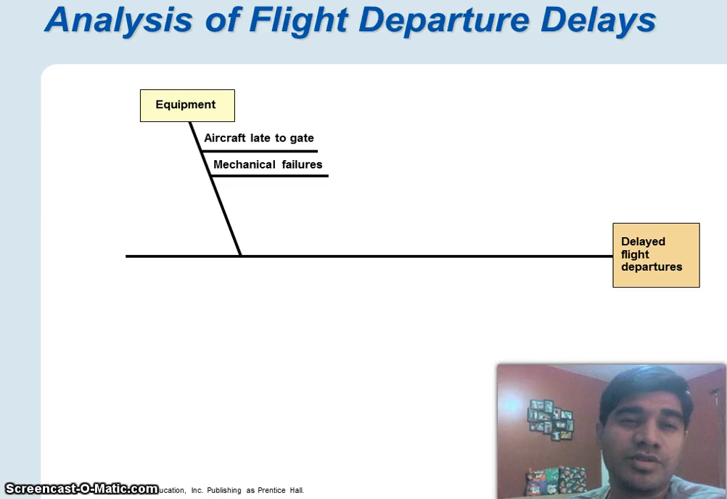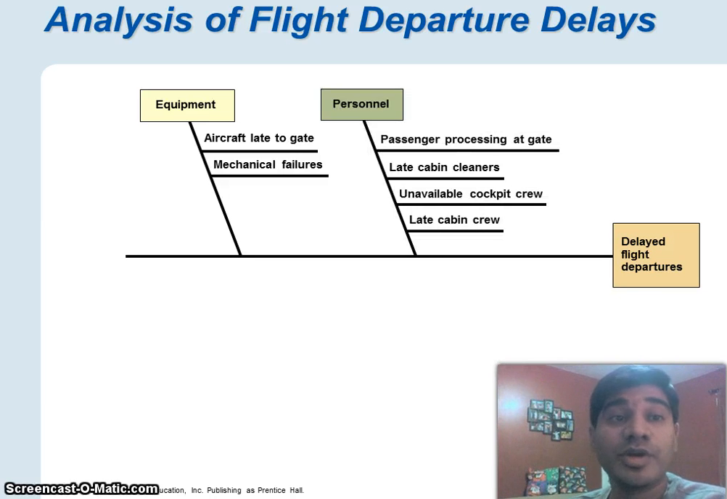They looked at equipment. The equipment can cause problems because the aircraft is late to the gate. There can be mechanical failures, so the airplane is not in top working condition. You can have personnel or people problems. So the person processing the passengers at the gate is doing a slow job or is not having a good day. The cabin cleaners were late. They didn't do a quick enough job of cleaning the cabin, and that's why the passengers can't go in. You can have an unavailable cockpit crew. That means the person that goes in and looks at the cockpit and makes sure that everything is in top working condition wasn't available to do the job. And then the cabin crew was late.